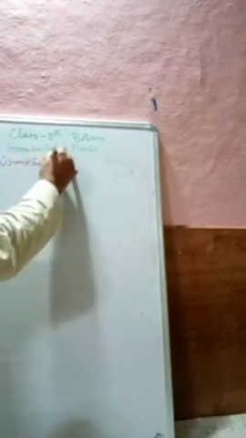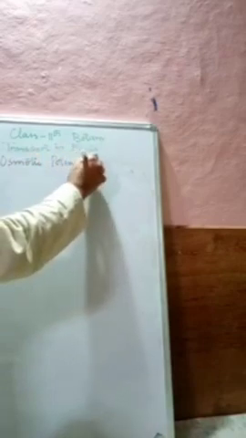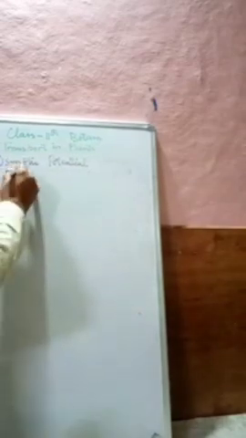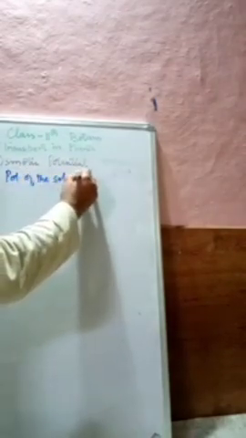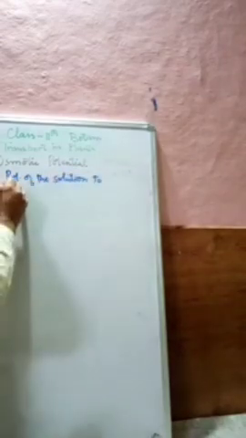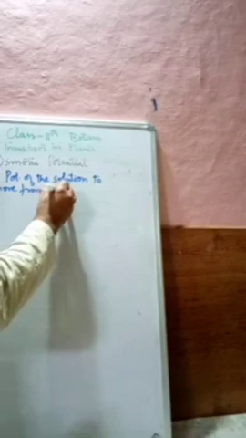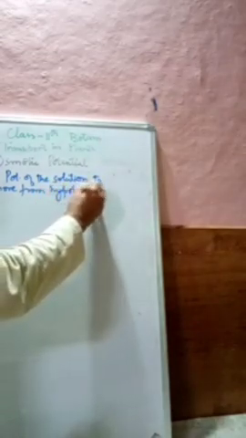Now we have got the second term. And what is that second term? That second term is osmotic potential. What is this osmotic potential? It is the potential of this solute. Again, it's the potential of this solution to move from hypotonic solution to hypertonic solution.